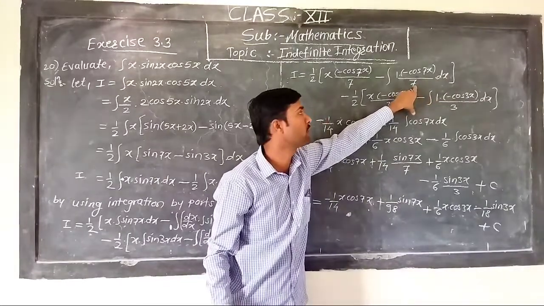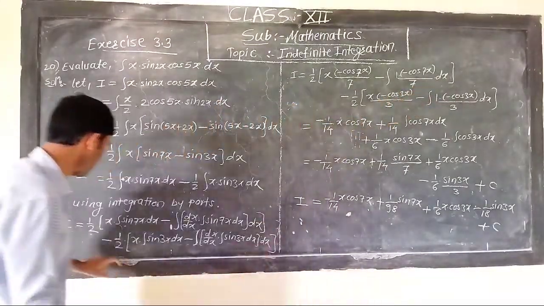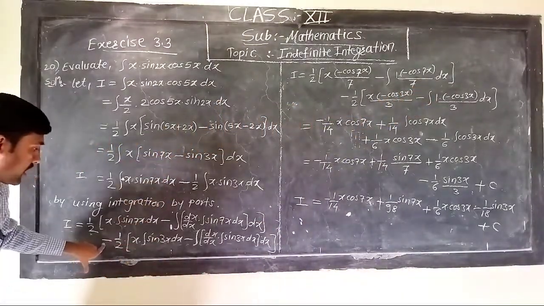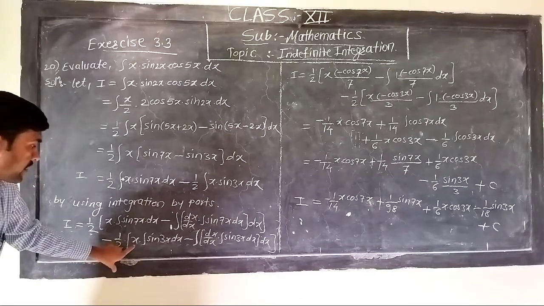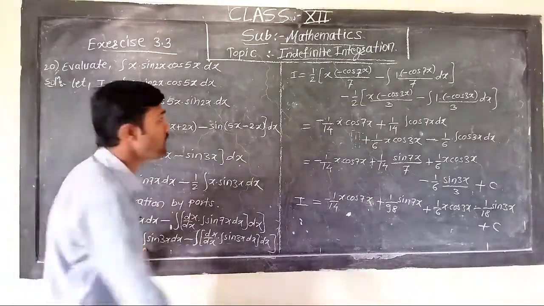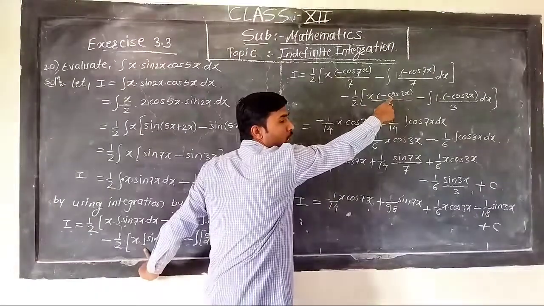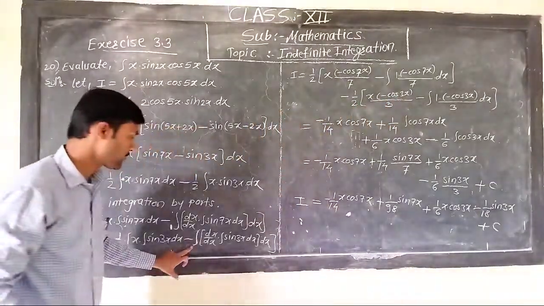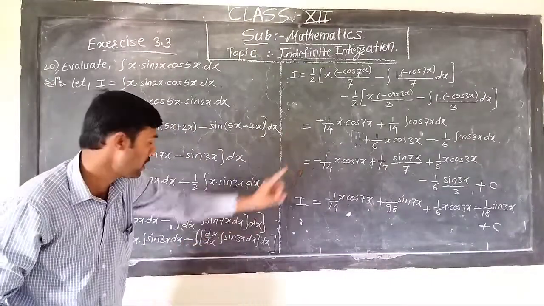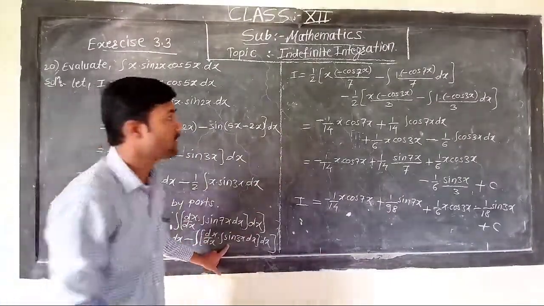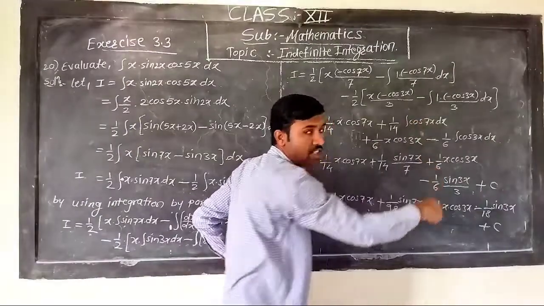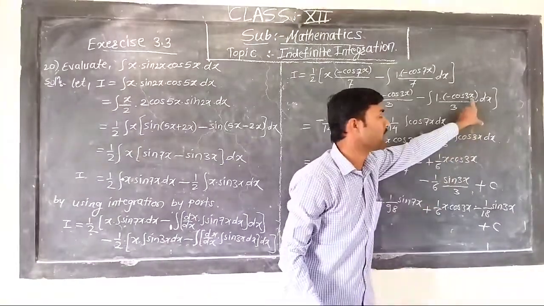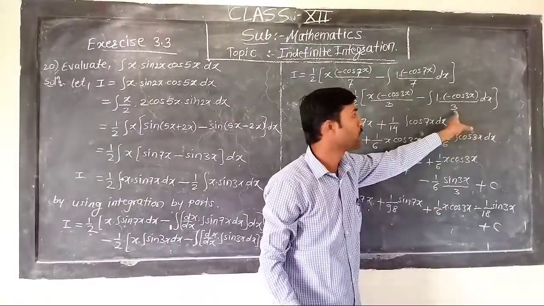Next, minus 1 by 2 remains as it is, into bracket x into integration of sin 3x dx, which is minus cos 3x, and as it is a composite function, the derivative of 3x is 3, minus derivative of x with respect to x is 1 into integration of sin 3x, which is minus cos 3x, and as it is a composite function, the derivative of 3x is 3, that is in denominator.